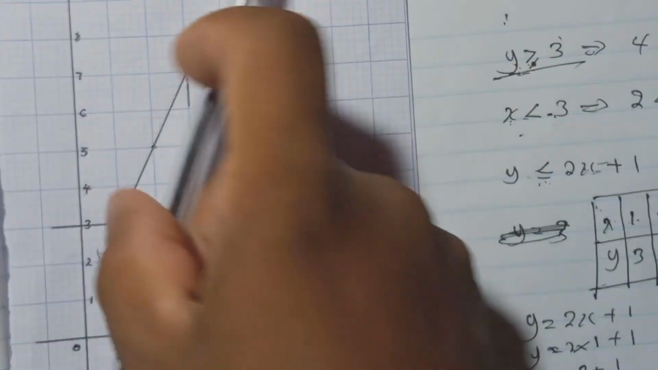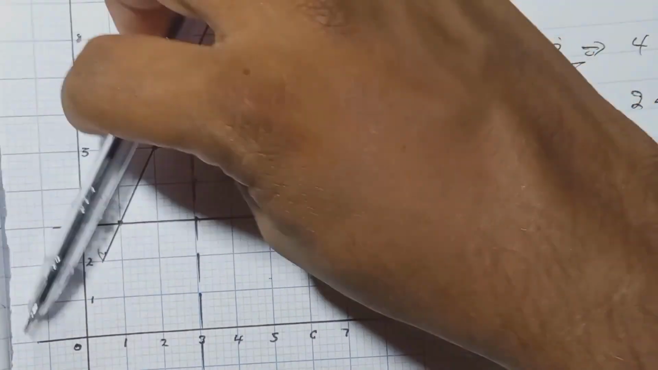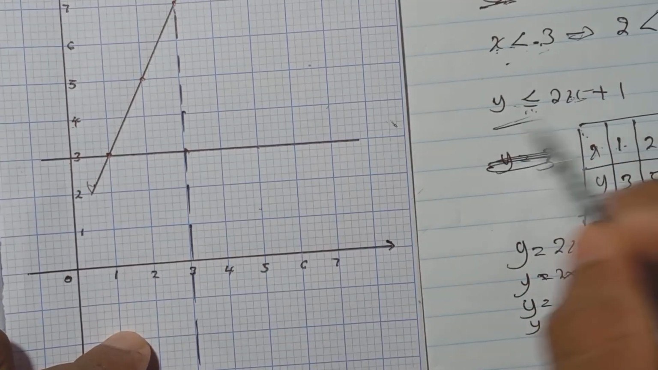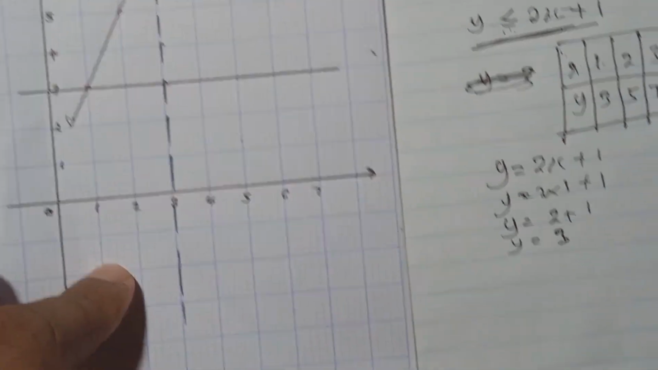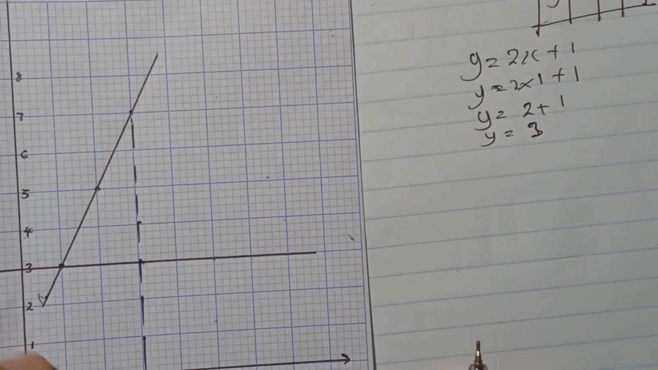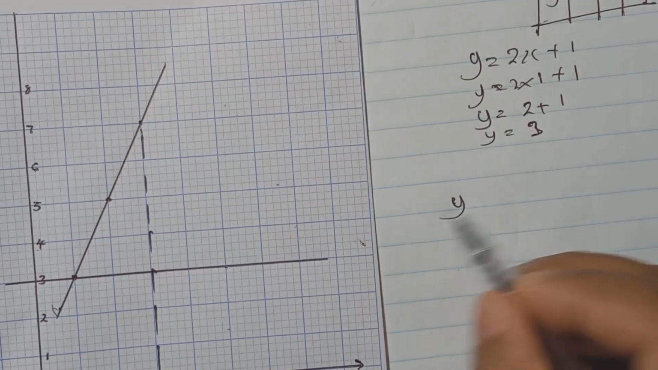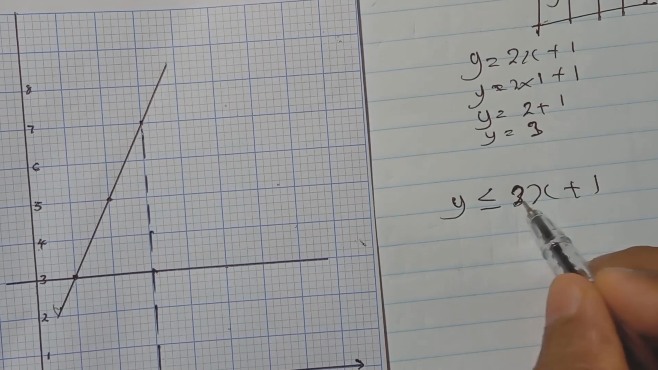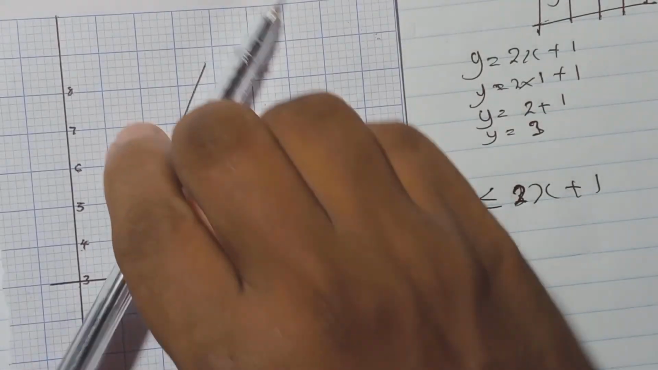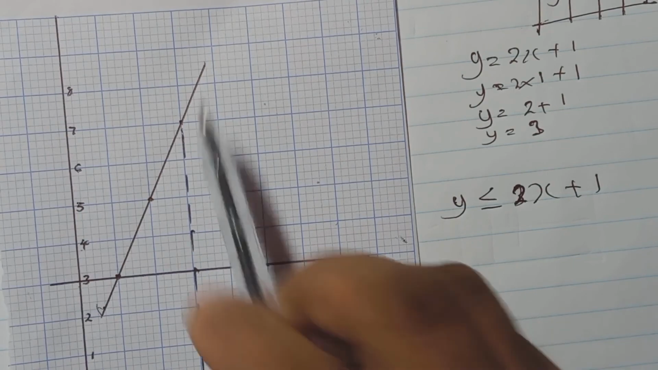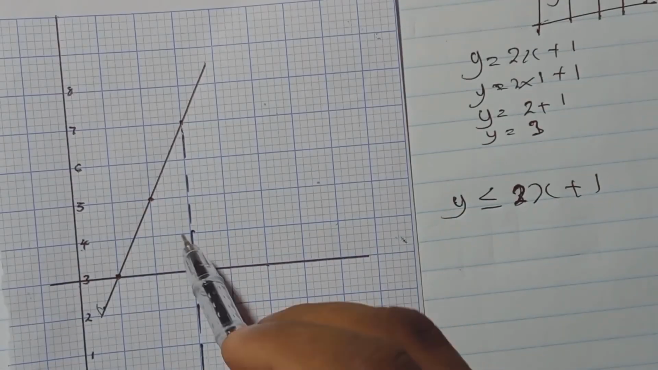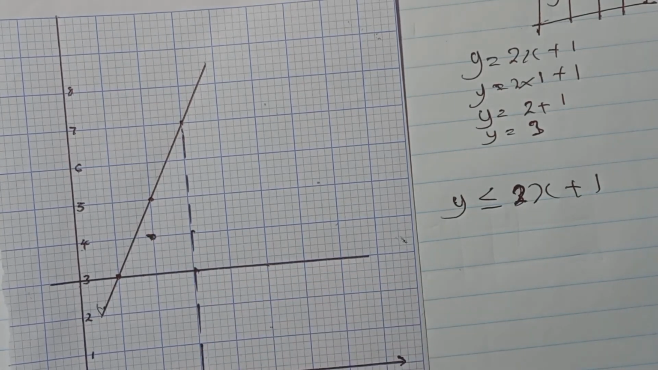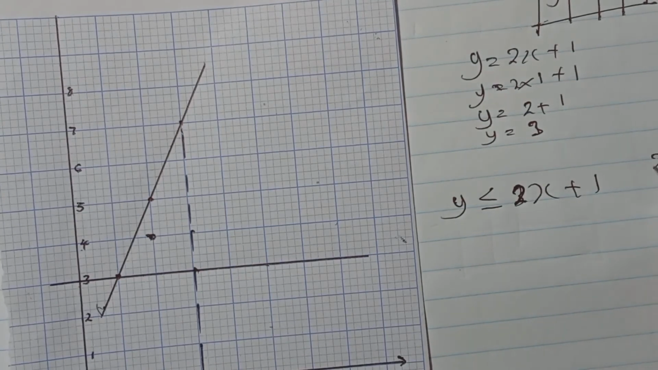Now here is the most important part. From this line, this side to this side, we should color. So I will write this inequality again: y less than or equal to 2x plus 1, right? Now from this line put one coordinate, from this side or this side. I guess this triangle, so one coordinate is 2 comma 4.